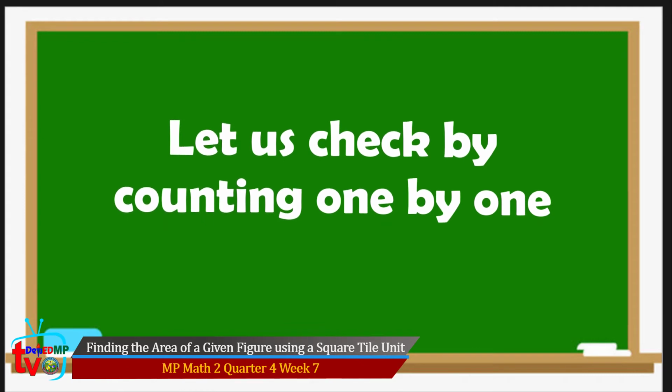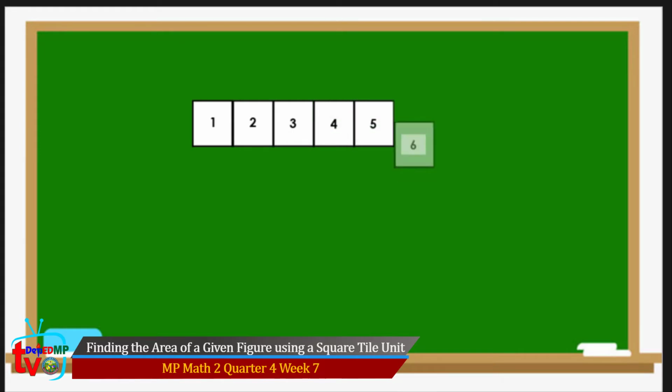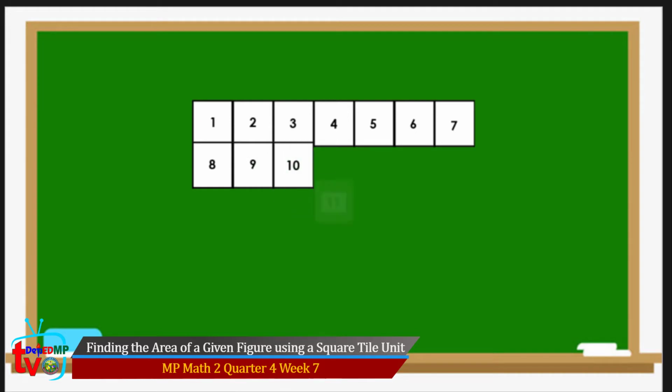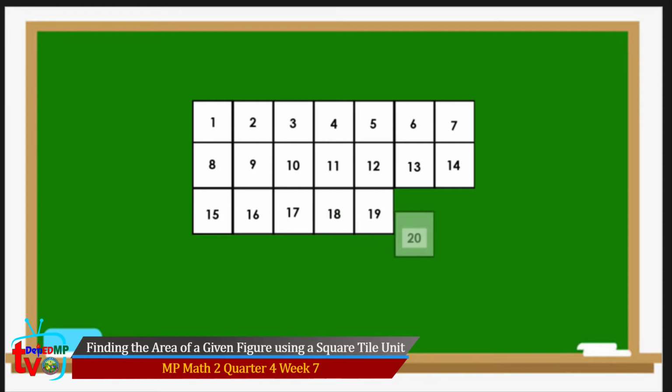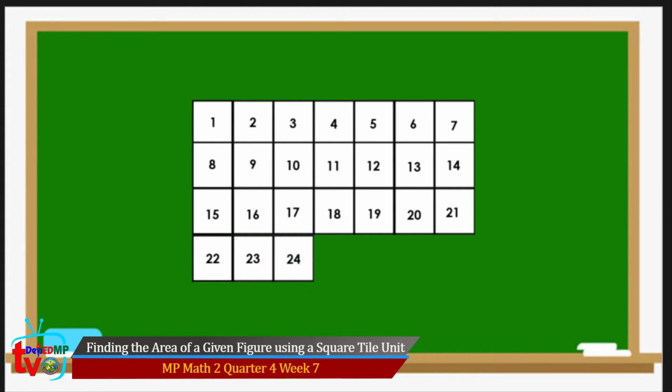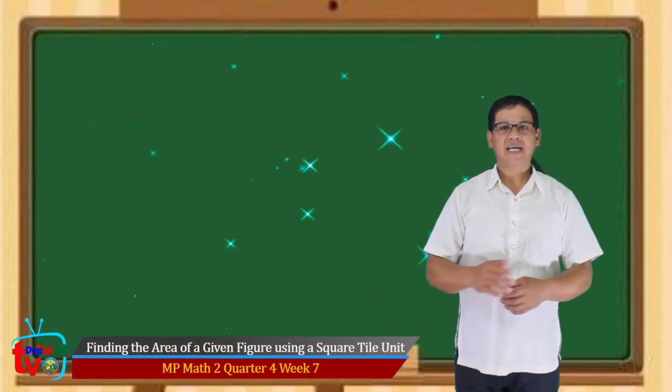Let us check our work by counting the square tiles of the window. 1, 2, 3, 4, 5, 6, 7, 8, 9, 10, 11, 12, 13, 14, 15, 16, 17, 18, 19, 20, 21, 22, 23, 24, 25, 26, 27, and 28. 28! We were correct!